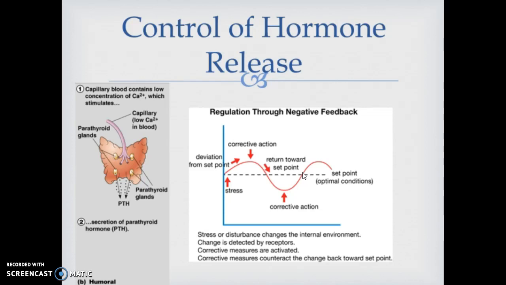We're back to our set point. Once we're back to the set point, the parathyroid glands would detect that calcium levels in the blood is normal, and it would stop releasing PTH.